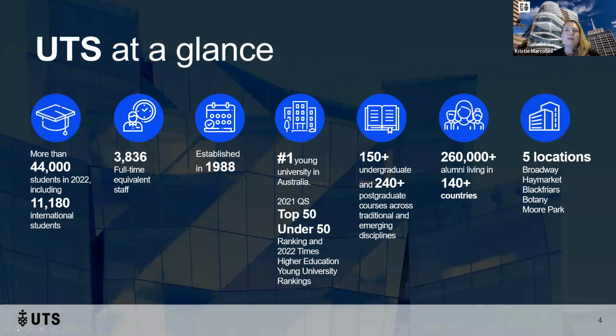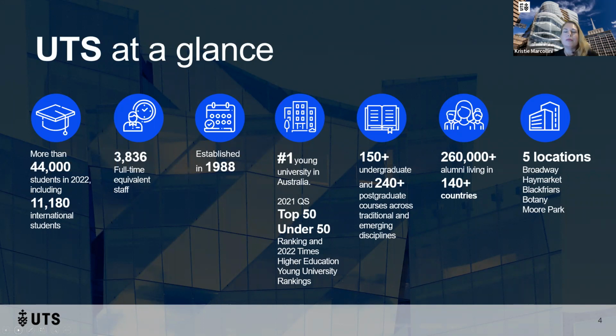And moving on, we have a large campus. Our student population is around 44,000 students, with around 11,000 of those being international students. We have over 3,000 staff supporting those students, whether academic or professional staff. We're a young university, still under 50 years of age, which is why we are ranked in the top 50 under 50 in the Times Higher Education Young University rankings. We are the number one young university in those rankings in Australia.